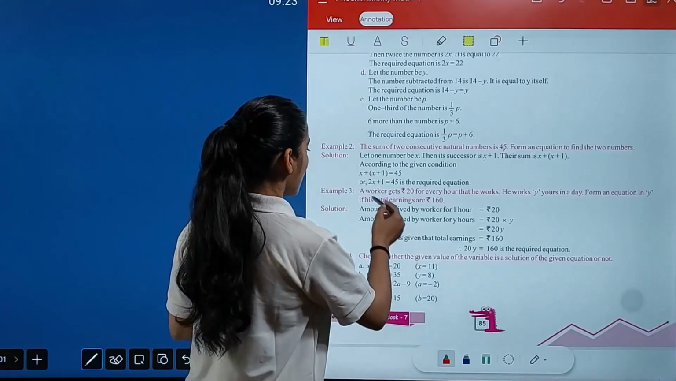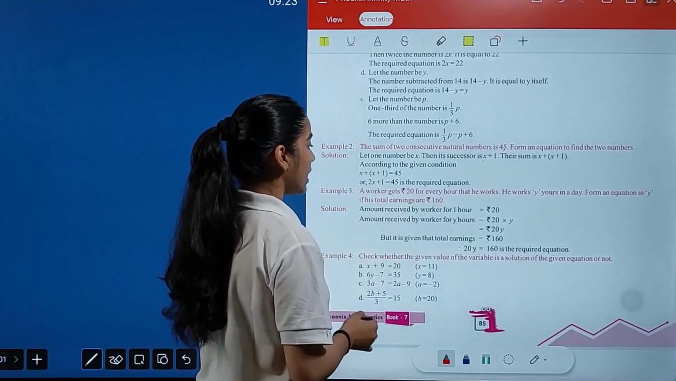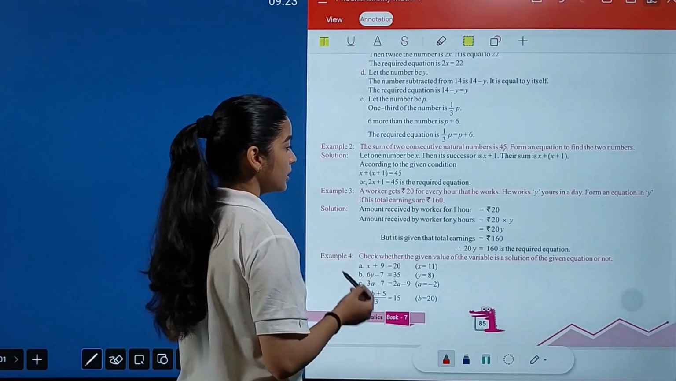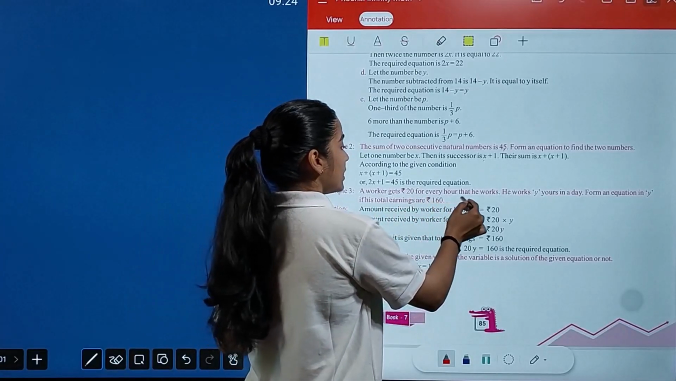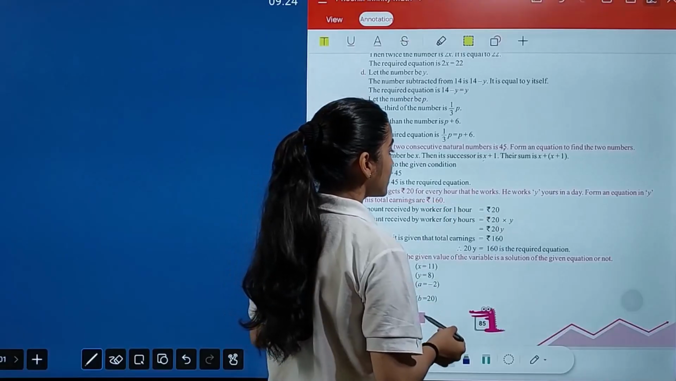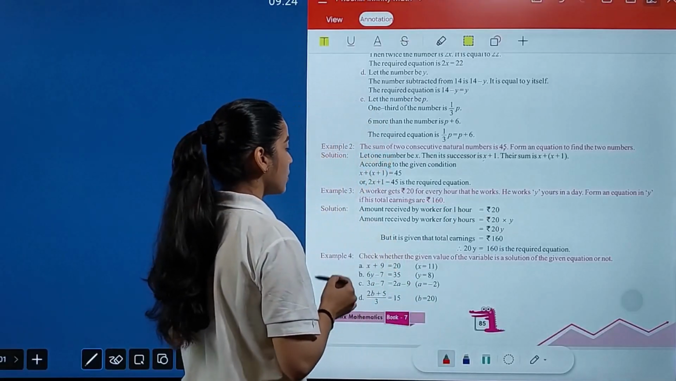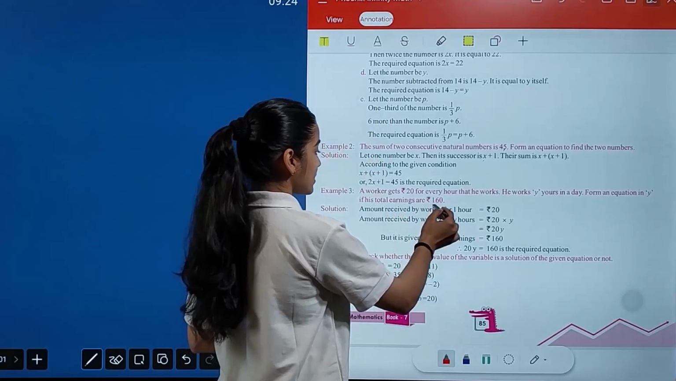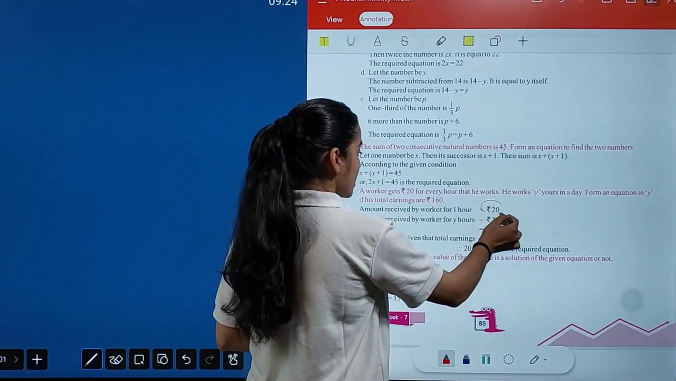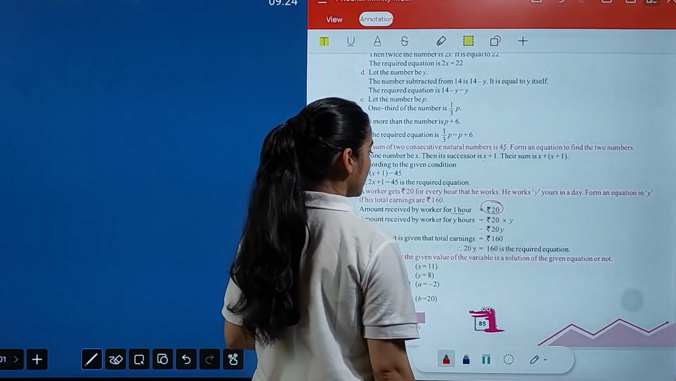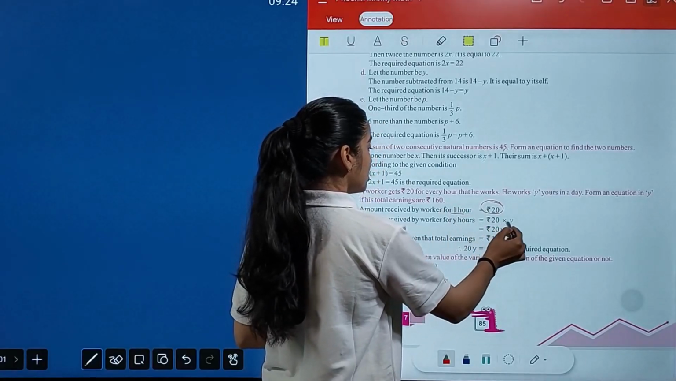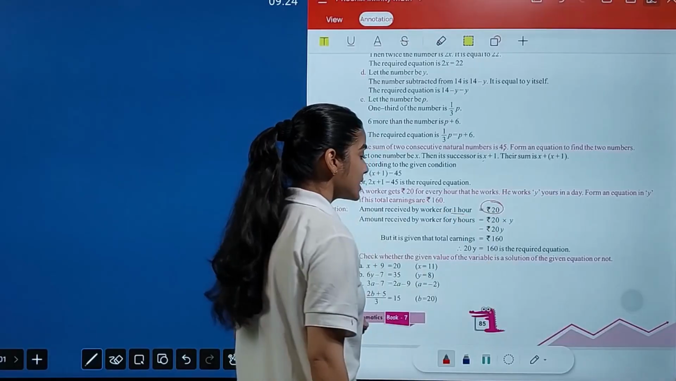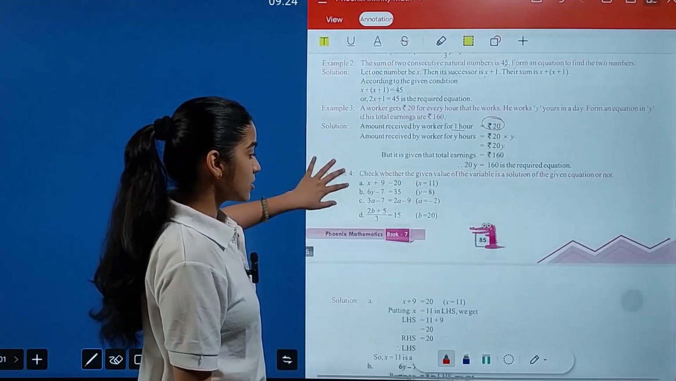A worker gets 20 rupees for every hour that he works. He works y hours in a day. Form an equation in y if his total earning is 160. So for 1 hour he gets 20 rupees, and he works for y hours. So 20 multiplied by y is equal to 160, and this is your equation.